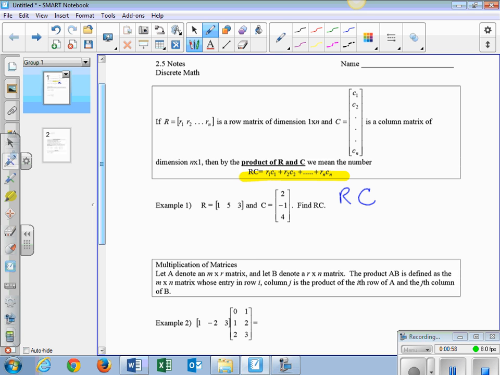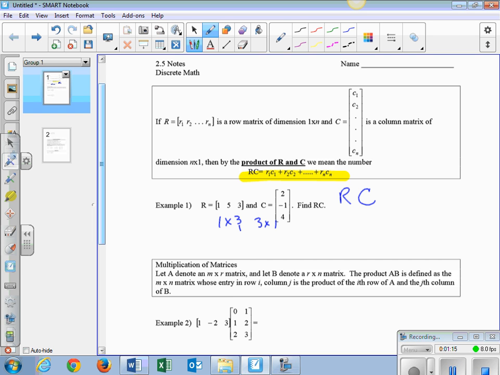Now let's look at the dimensions of R. R is 1 row and 3 columns. That's a 1 by 3. C has 3 rows and 1 column. So remember the dimensions, you put the rows first and the columns second.